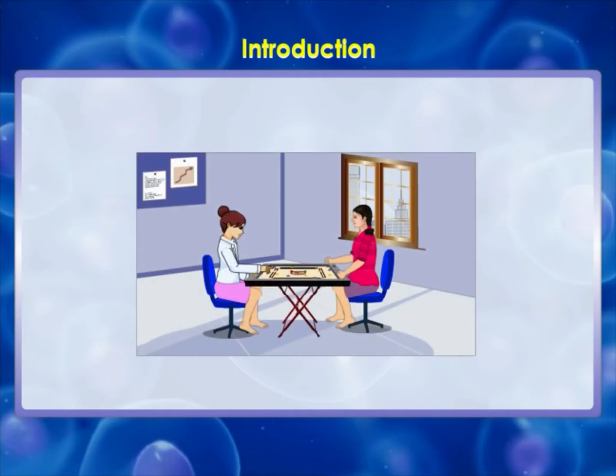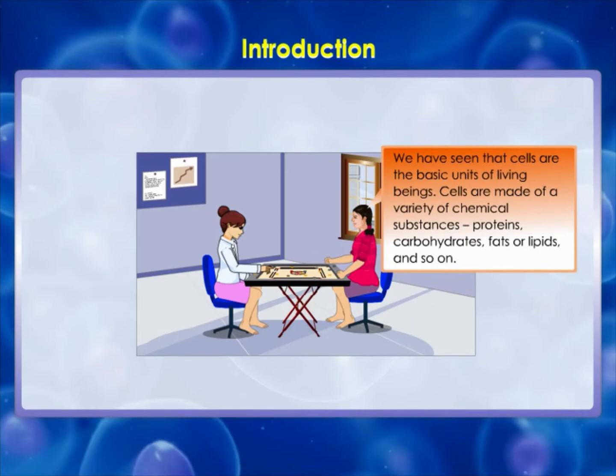Introduction. We have seen that cells are the basic units of living beings. Cells are made of a variety of chemical substances: proteins, carbohydrates, fats or lipids, and so on.